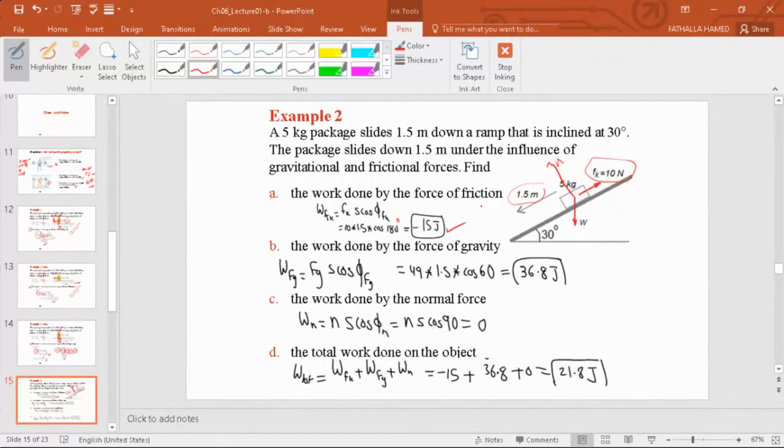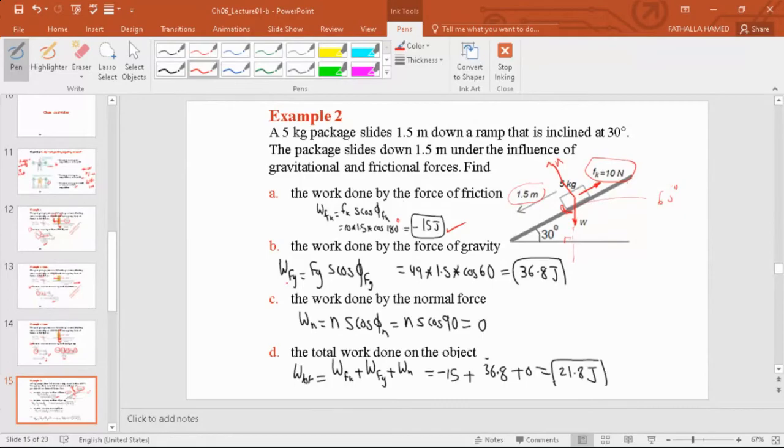Now, the work done by the force of gravity. Well, the displacement is this way. So you want to look at the angle between the force of gravity and the displacement. Now, this angle here will be 90 degrees. This is 30. So the angle here will be 60 degrees.